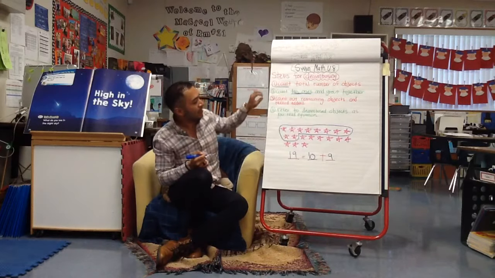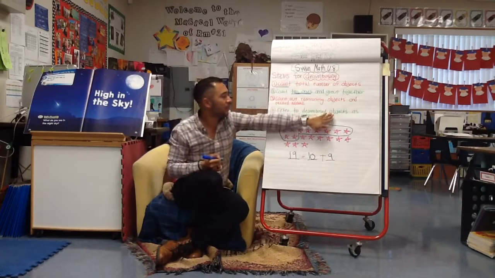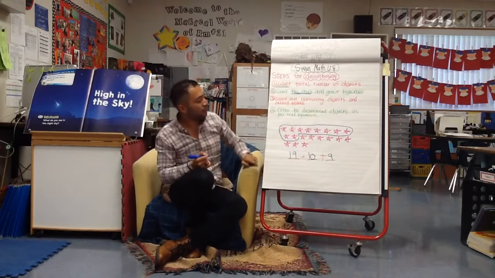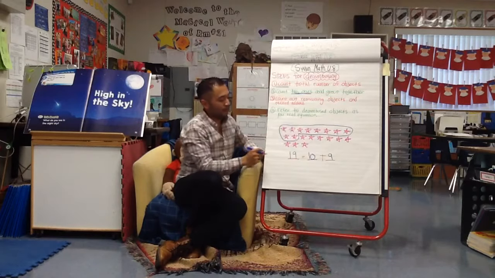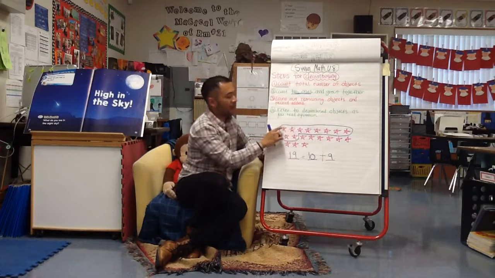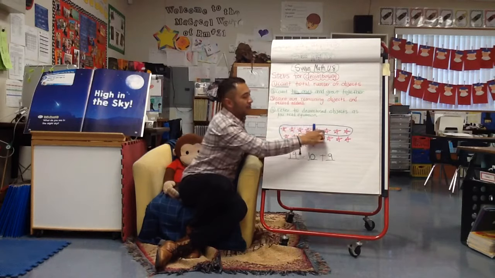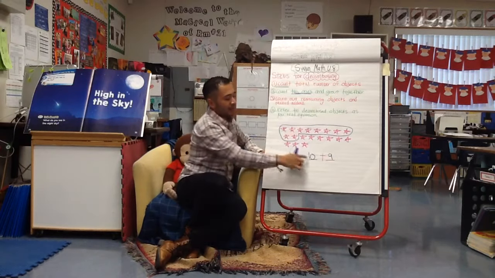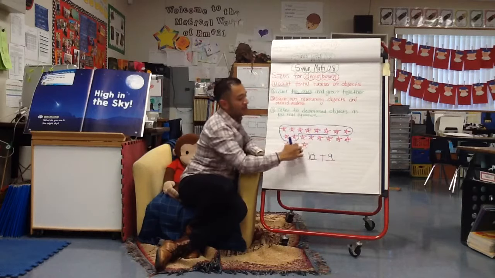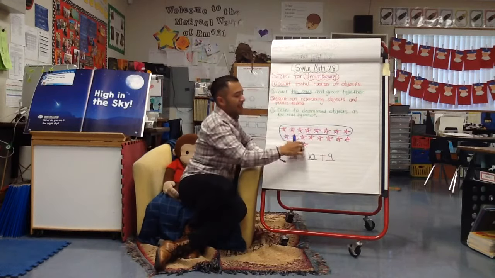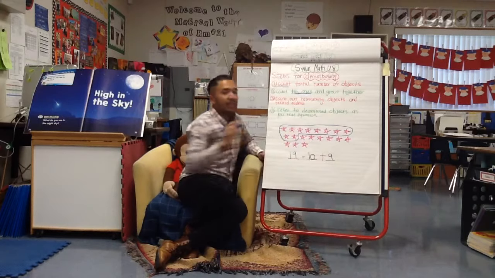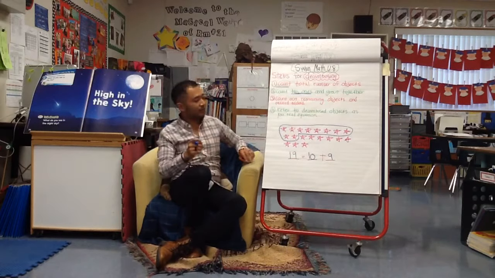Okay. So now it says number 4. Refer to the decomposed objects as your equation. Okay, 19 objects total. I grouped 10 together. 1, 2, 3, 4, 5, 6, 7, 8, 9, 10. Right there. And I had 9 stars left over. 1, 2, 3, 4, 5, 6, 7, 8, 9. So 10 plus 9 equals 19, boys and girls.